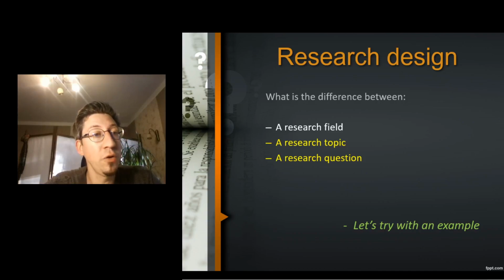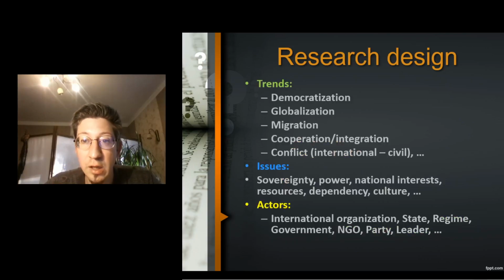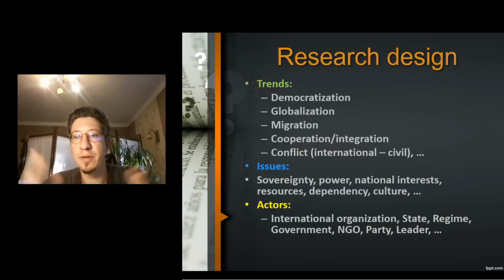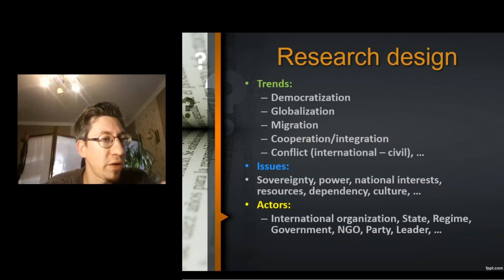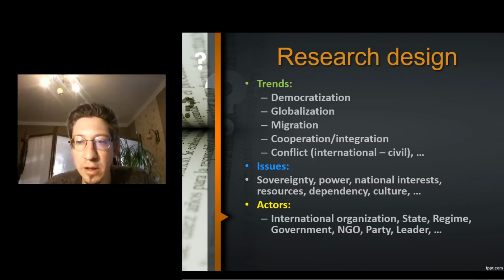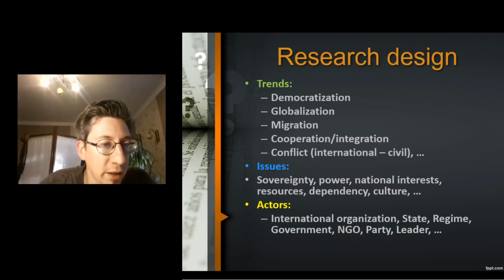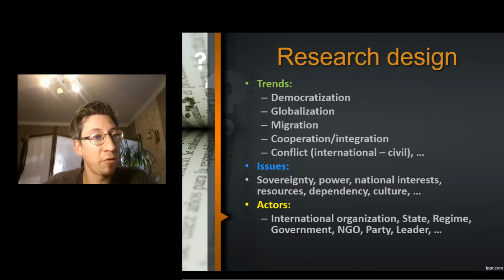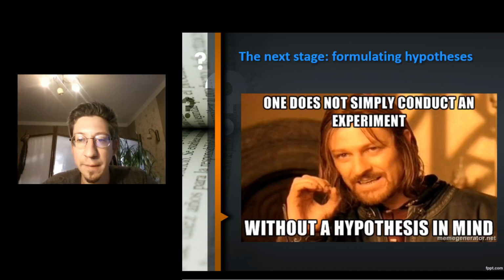And in order to test them, you need a theoretical lens and the appropriate methods and methodological techniques. So say for instance, here we have different issues. These are trends like democratization, globalization, migration. Also, once again, examples from political science, IR. And we have different actors. So you can combine any of these three and come up with a research topic, right? But none of these will be a research question unless you frame them in such a way that you have a question mark at the end.